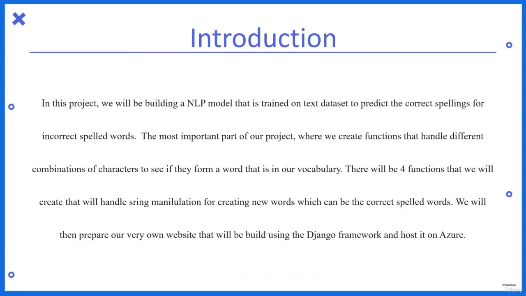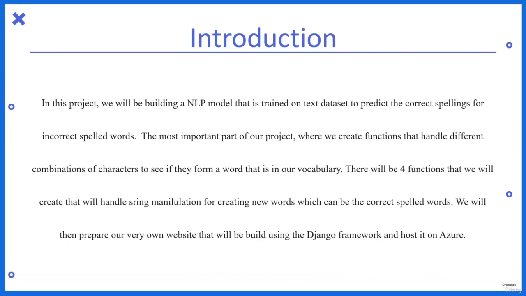In this project, we will be building an NLP model that is trained on text data to predict the correct spellings for incorrectly spelled words. Right. Let's say that I wanted to say back. So the spelling would be BACK, but I incorrectly wrote it as BACC. So it would give me the suggestion that you might want to use the word back with BACK rather than BACC. Right. So this is what we are trying to build.